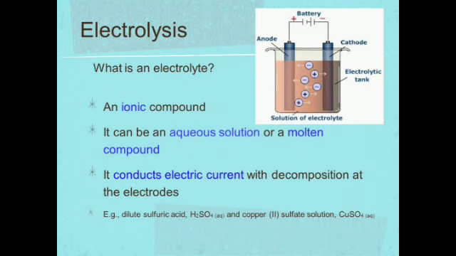4OH minus, now you don't add the 4 first. The 4 was added when you're balancing the equation. So OH minus yields H2O plus O2.